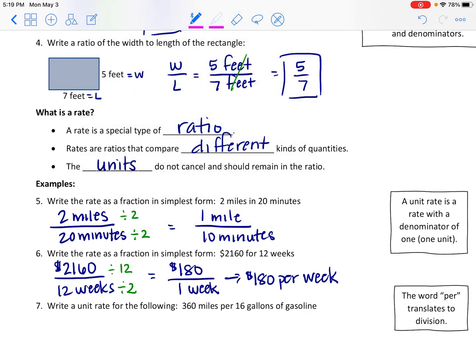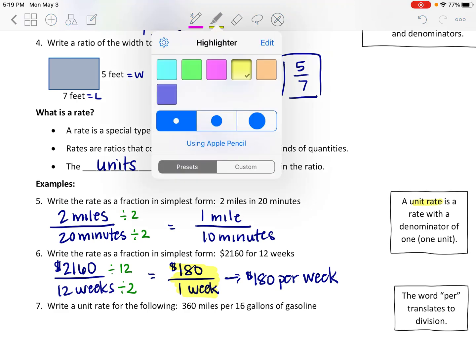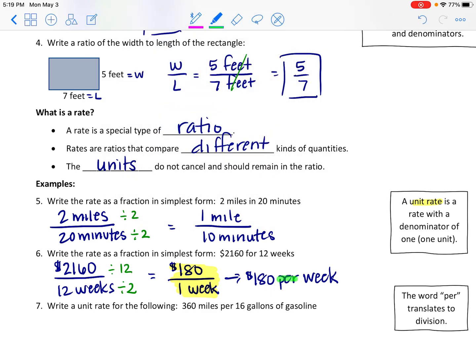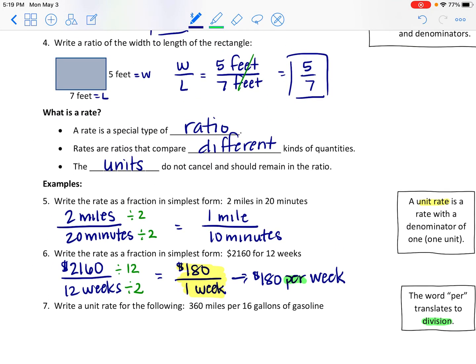Okay, $180 per week. That's per 1 week, and that is what we call a unit rate. Sometimes when we have a unit rate like that, we'll use the word per to indicate the division, or replace the fraction bar. So $180 in 1 week would be $180 per week. They sort of mean the same thing. So this per week is division. $180 divided by 1 week is another way to say that. All right, and hopefully these are things you've seen before.